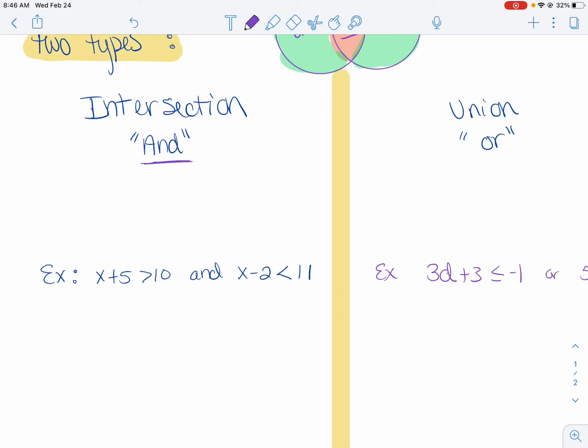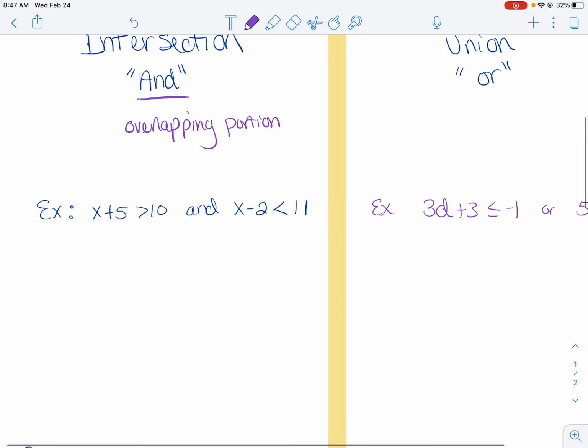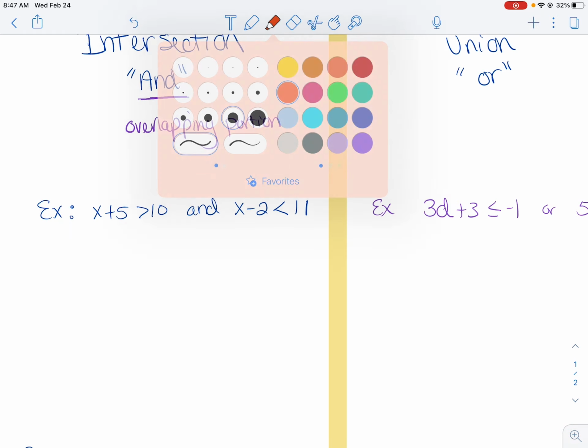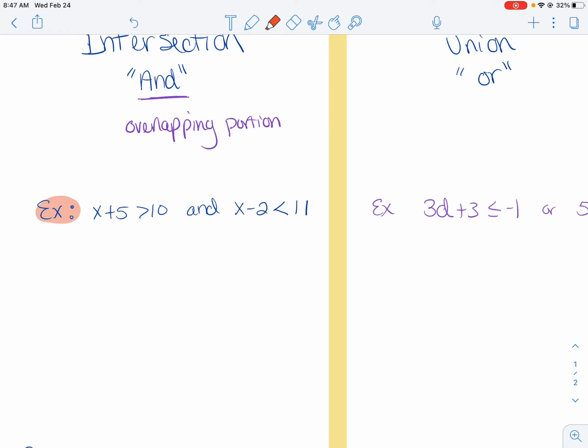So again, when we see the word "and," we're looking for the overlapping areas, and it's easiest when we see that on a number line, okay? So let's look at this first example. Example 1: we have x plus 5 is greater than 10, and x minus 2 is less than 11, okay? So our job is to find solutions that satisfy both inequalities at the same time. So first, we have to solve, right? If x plus 5 is greater than 10, I'm going to take away 5 from both sides. So x is really greater than 5.